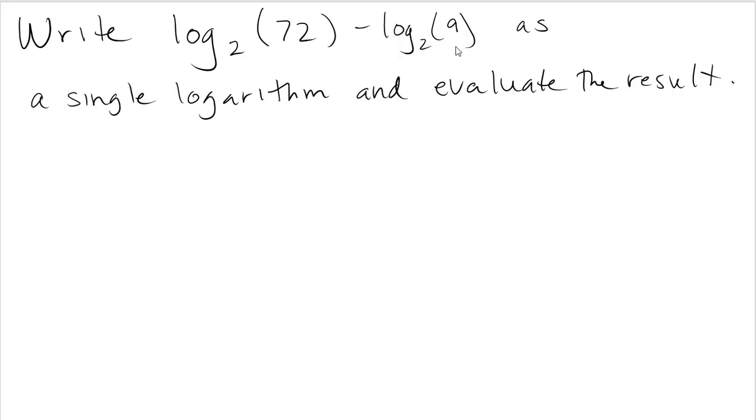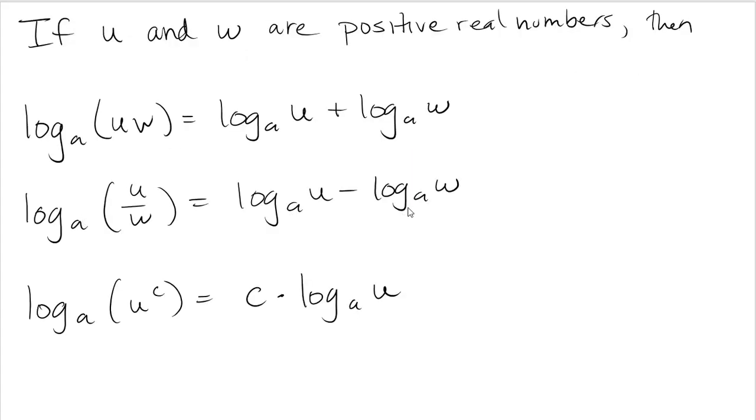I can tell you what their difference is though by consolidating them. Log base 2 of 72 minus log base 2 of 9 can be rewritten as a single logarithm using that second rule. Read it from right to left. It says if you take the difference of two logarithms with the same base, you can consolidate that into a single logarithm by dividing the inputs.